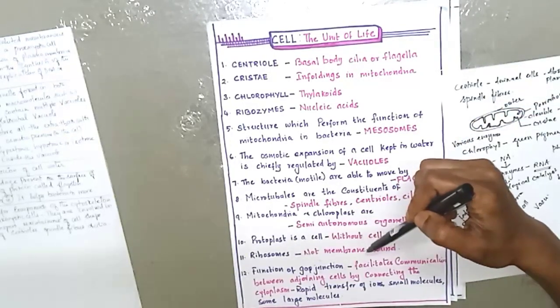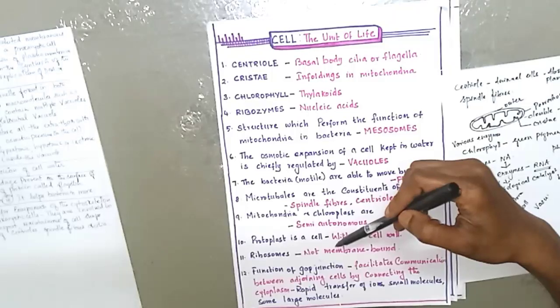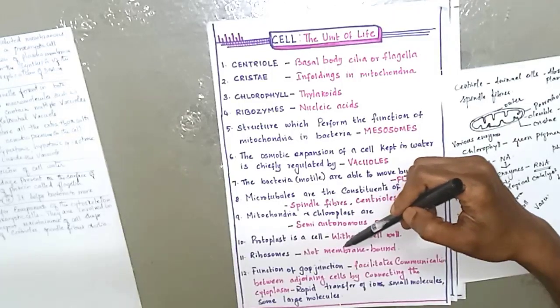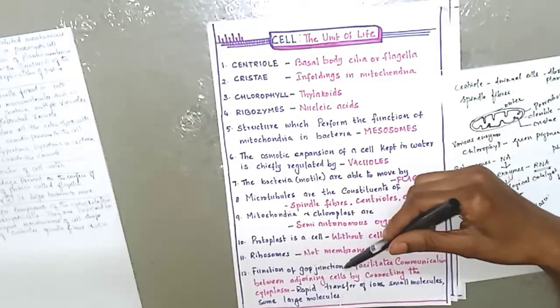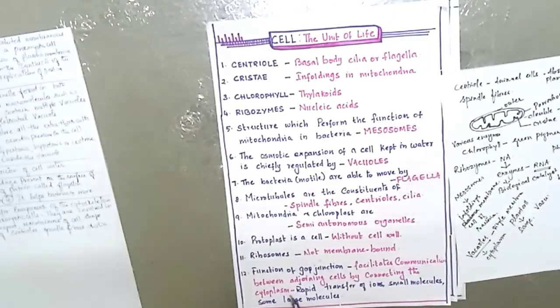Ribosomes are not membrane-bound structures, that is, structures which are not covered by a membrane inside the cell. The function of gap junctions is to facilitate communication between adjoining cells by connecting their cytoplasm. So through the cytoplasm, two cells get connected with the help of gap junctions. It helps in rapid transfer of ions, small molecules and some large molecules.